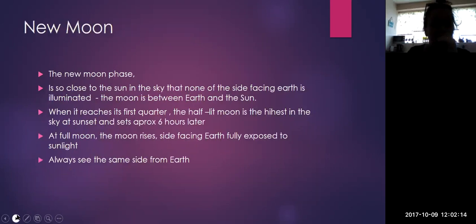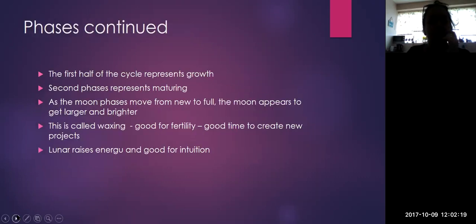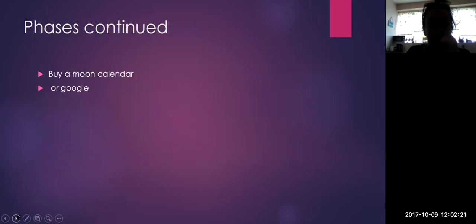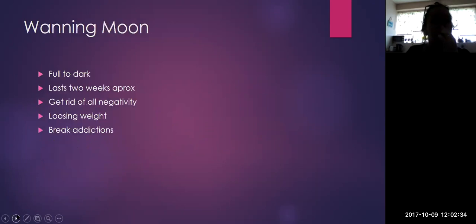We talked about the new moon, seeing the new moon, lunar cycles, the phases that were continued. You can buy a moon calendar, but you can get it on Google, as I said. Waxing moon is good for spell casting, money spells, abundance, business, friendships, things like that. Waning moon is full to dark. This is a good time to break all those addictions and begin a very new, fresh you.